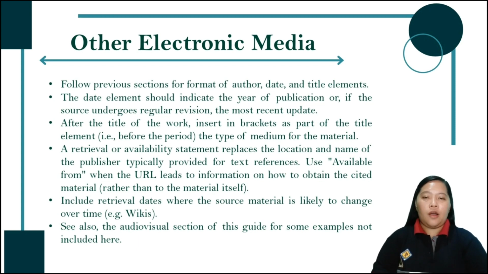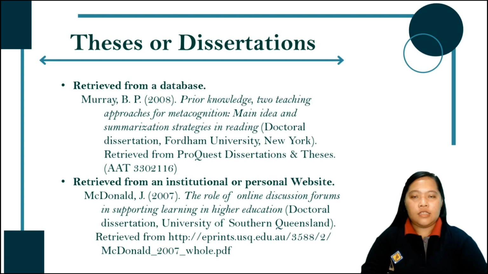Use "Available from" when the URL leads to information on how to obtain the cited material. Also include the retrieval dates where the source material is likely to change over time, for example wikis. See also the audio-visual section of this guide for some examples. So in theses or dissertations, this is how you cite your references retrieved from a database. The other one shows how you cite your sources when your reference is retrieved from an institutional or personal website.